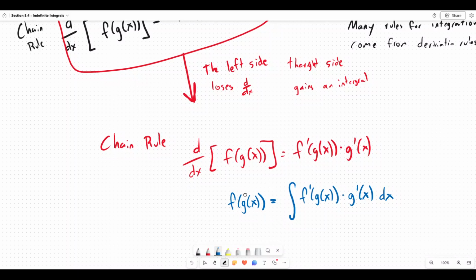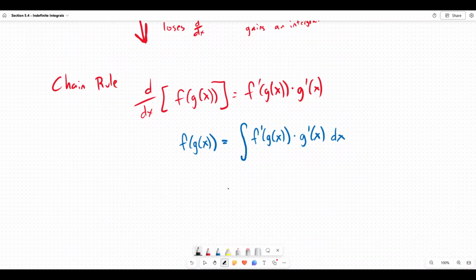Okay, so how does this help us? Well, before we actually do it, I want to make a note. This is sometimes called the substitution rule, or sometimes called, more generally, U-substitution. And something that we're going to do is we're going to call g of x equals u.